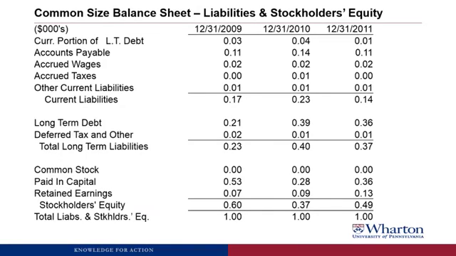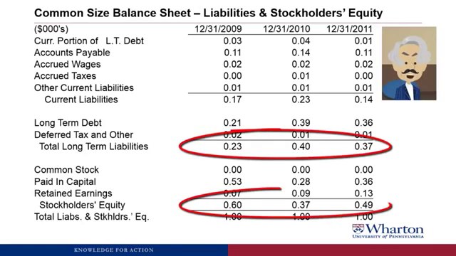Here is the liabilities and stockholders' equity side of the common size balance sheet. So pause, take a look, and see what's different. These numbers look much more, as Elizabeth would say, squirrely. The biggest trend is the increase in liabilities relative to equity.